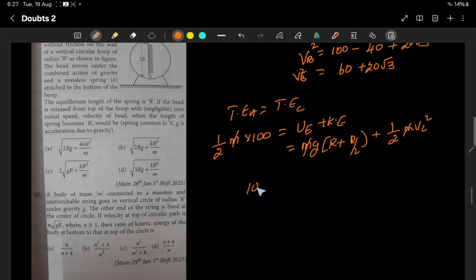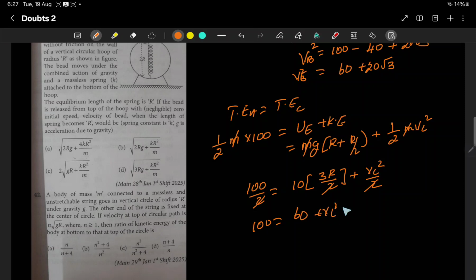Then I'll get 100 by 2, which is equal to g is 10, radius is 2. I think we can keep the 2 in common. If you take LCM, you will get 3r by 2 plus vc square by 2. So we can cancel all these 2's. So 100 is equal to 30 into radius 2. So 30 into 2 is 60. So 60 plus vc square. So here your vc square comes out to be 40.